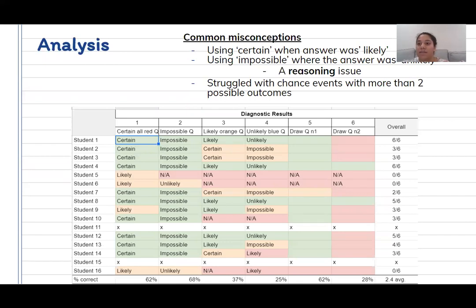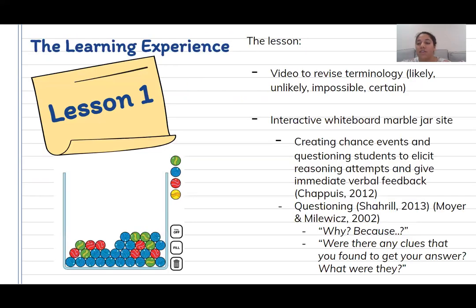So this showed to me that the next step would be to focus on the meaning of these terms and how we can use reasoning to justify when we use them to describe an outcome. So the following learning experience moves on from that. As I said before, the diagnostic really failed to get an idea of the student reasoning and logic behind the answers. So the learning experience used an interactive whiteboard website.